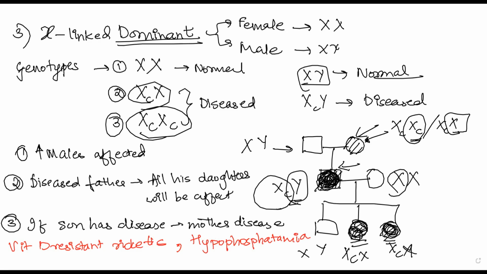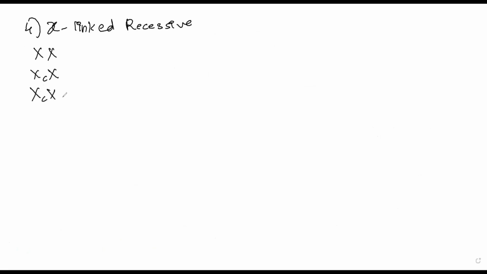Next category is the X-linked recessive. Now, again, let us discuss the genotypes. For a female, we have XX, where one trait is affected, or both are affected. Males, either none or the one X is affected. Since it is a recessive trait, you would require both alleles to see the disease.